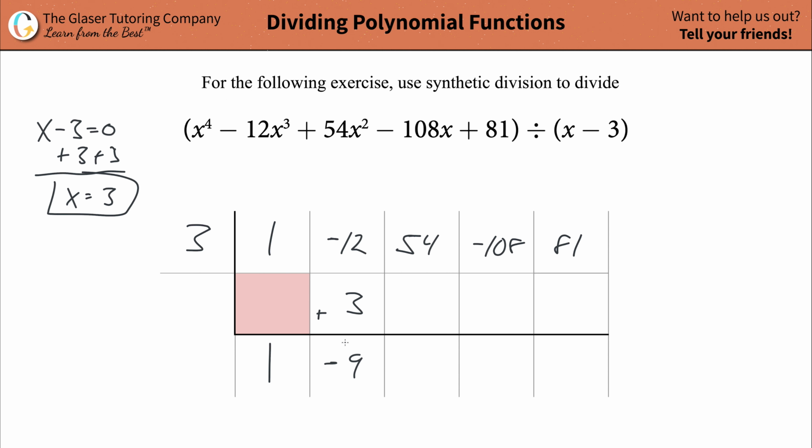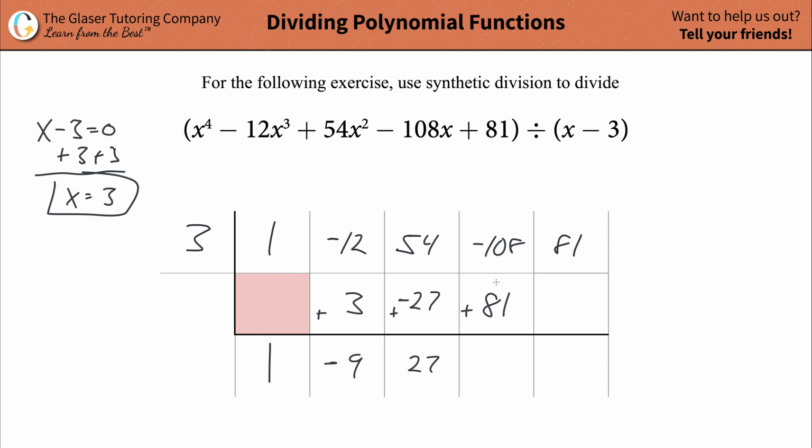Then you're going to take the new value at the bottom, negative 9, multiply it by the positive 3, the outside value, and plug that result, which is a negative 27, into the next adjacent cell. Then you're going to add these two together, and that should work out to be a positive 27. Then you're going to take this value, 27, multiply it by the outside value of 3, and plug its result in the next adjacent cell, which should be a positive 81. And then you're going to add these terms together.